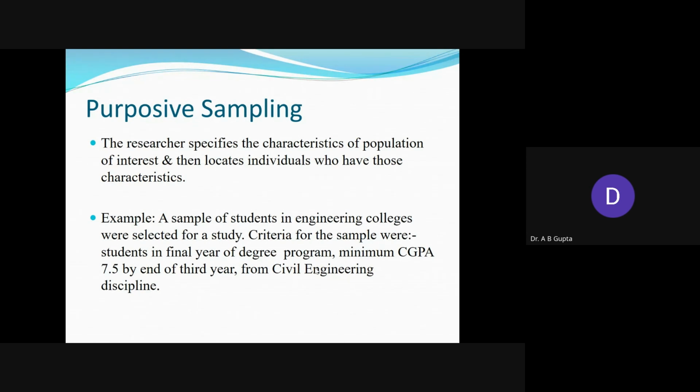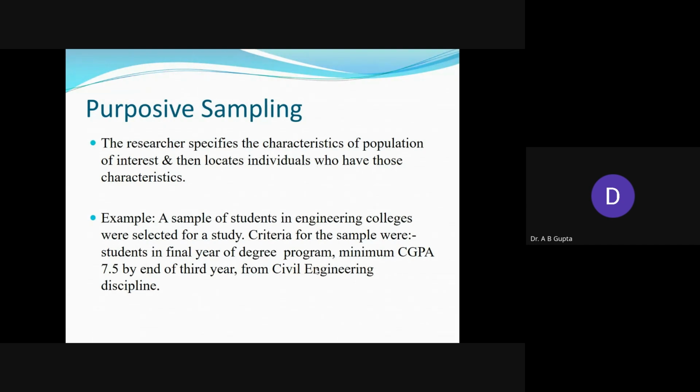these people must be from some engineering college. They must be studying in the final year. So this is my first condition: they will be studying in the final year of a degree program. And because they are in the final year, that means they have cleared third year. So they must have a minimum CGPA of 7.5 by the end of third year. This is my other condition. And the students must be from the civil engineering discipline. This is my third condition.